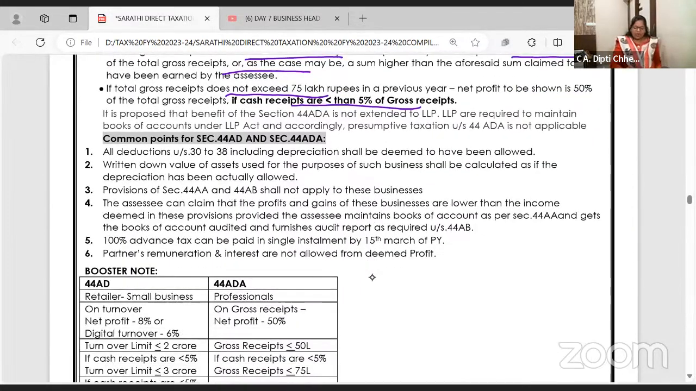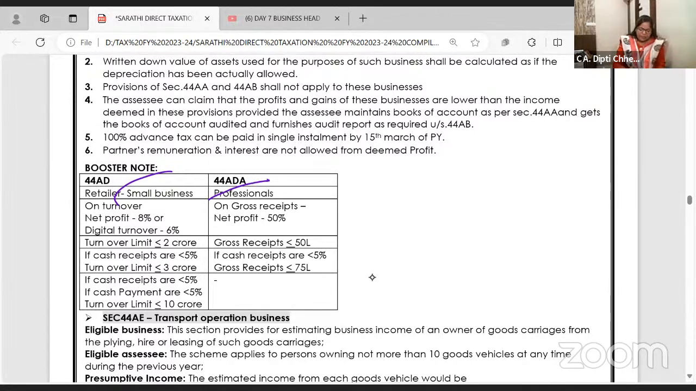Yes. Common point for 44AD and 44ADA. I want to repeat, 44AD is presumptive taxation for business. 44ADA is for professionals. Here on turnover 8% net profit and 6%, here 50%. Here turnover up to 2 crore they can go. Here gross receipts up to 50 lakhs. Here turnover up to 3 crore they can go if the cash receipts are just 5%. Here if cash receipts are less than 5%, instead of 50 lakhs, you can do 75 lakhs. And if cash receipts and payments both are less than 5%, you can go to 10 crore.